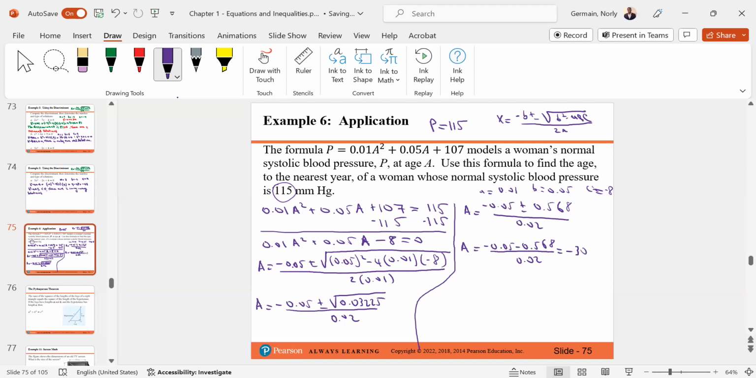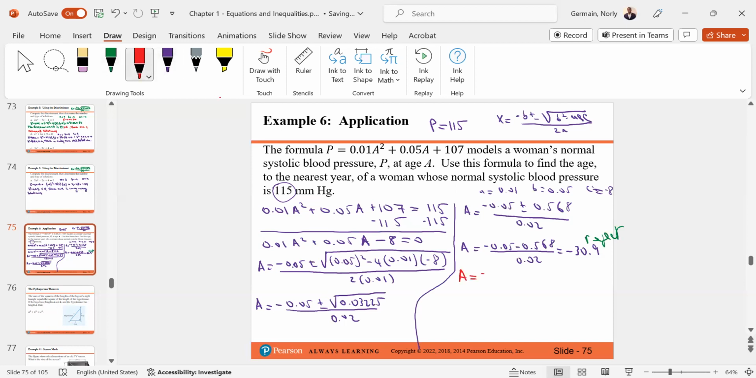And negative 30.9, because age cannot be negative. So you need to reject that one. Age cannot be negative, so you're going to reject this one, right? Because it's negative. But let's check the second one.